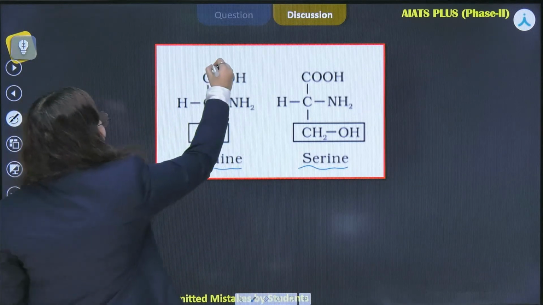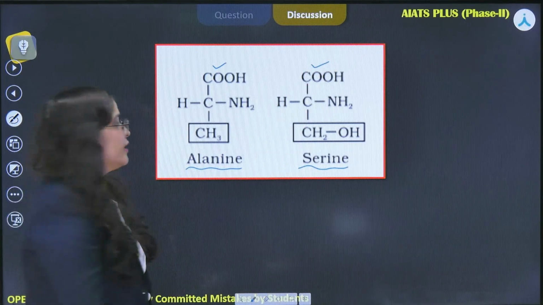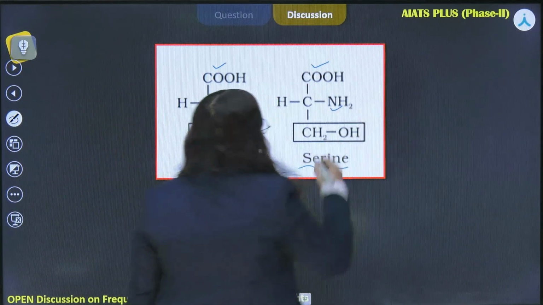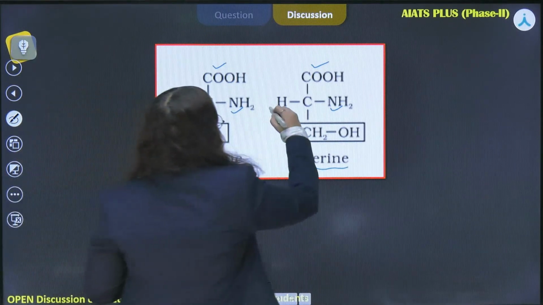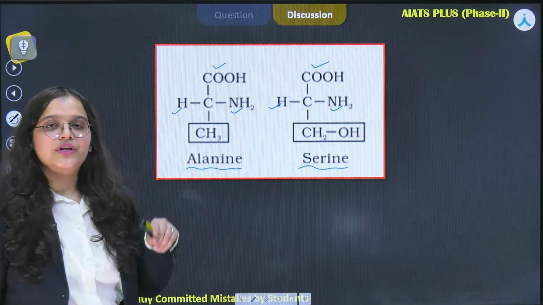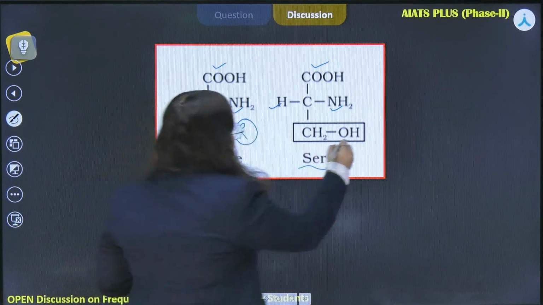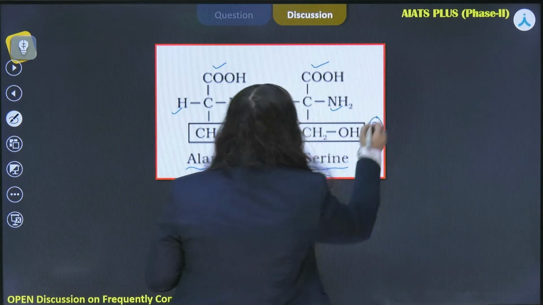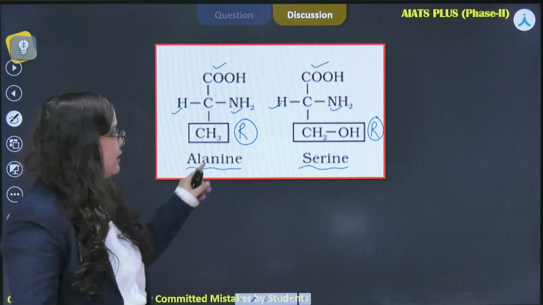यहाँ पे हमारा carboxyl group है, यहाँ पे भी carboxyl group है. Then we have our amine group, यहाँ भी amine group है. Then we have a hydrogen, यहाँ पे भी hydrogen है. So now here comes the role of R group. Okay, R group, which was the variable group, is of 2 different types, in alanine and serine.